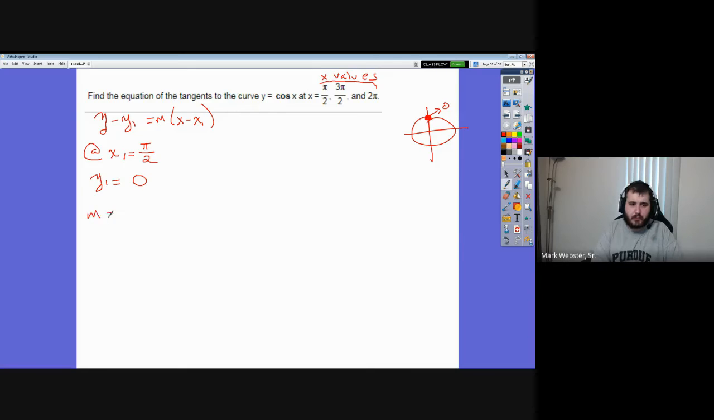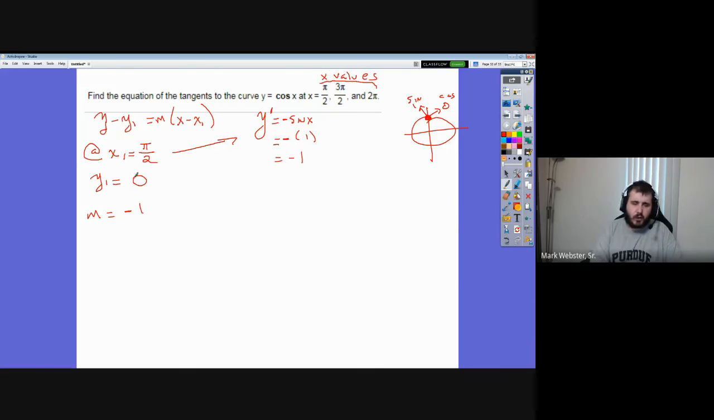Now I've got to find the slope. That means I've got to get the slope equation. What is my derivative? Well, what's the derivative of cosine? Negative sine. And now I want to find what the slope is at pi over 2. Once again, I'm here at pi over 2. This is cosine, but I want sine now. What's sine? It's 1. So sine is 1 at pi over 2, so the derivative here is going to be negative 1. The slope is negative 1.